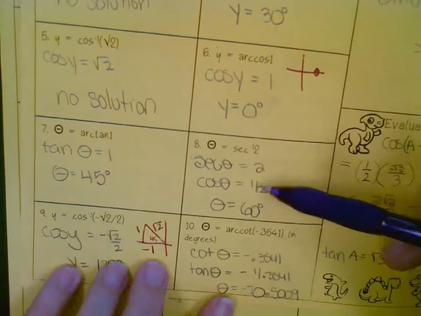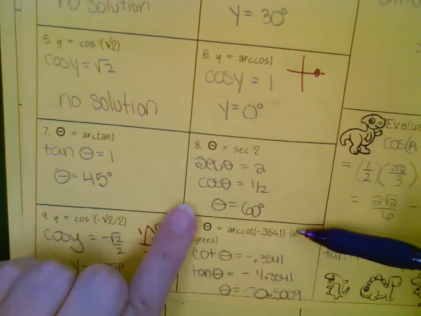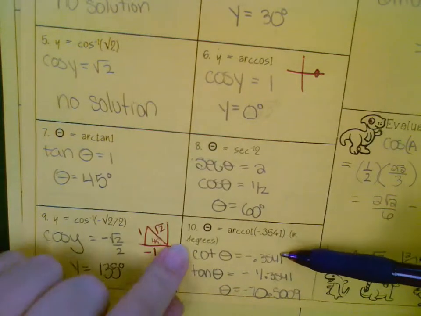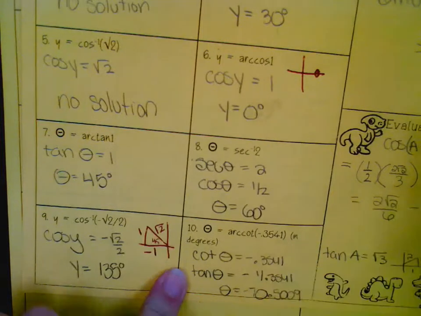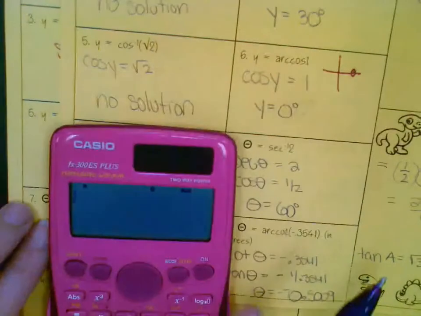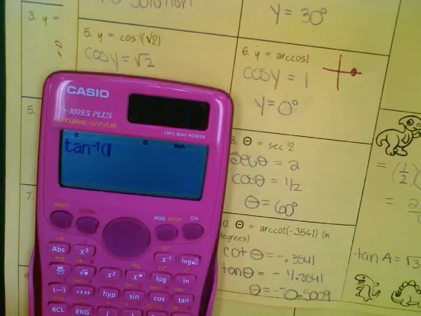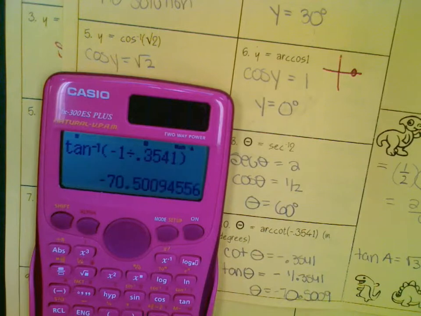So similar to number 8, number 10, we move the cotangent over and then we flip it, and then you would have to take the inverse again. Okay, so the way you would type that in is negative tangent inverse of -1 divided by 0.3541.